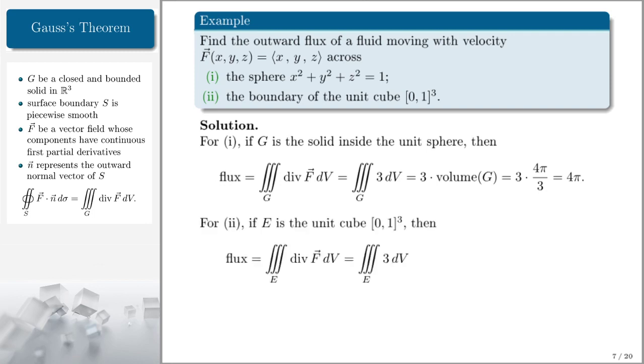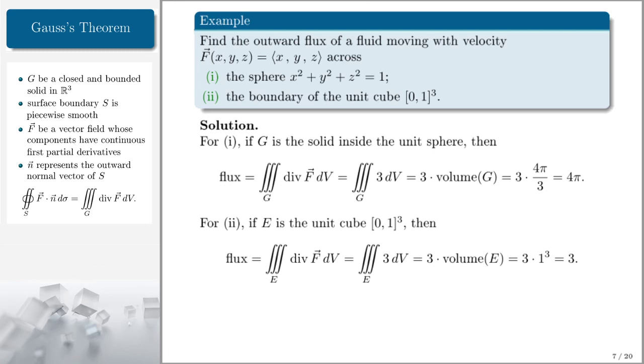Similarly, for the unit cube E, the flux will be just 3 times the volume of E, and since this is just a cube, it has a volume of 1, giving you a flux of 3. This is much simpler than using the definition. For one, if I use the definition for the unit sphere, I will need to parameterize it just like before, and it will become much more complicated.